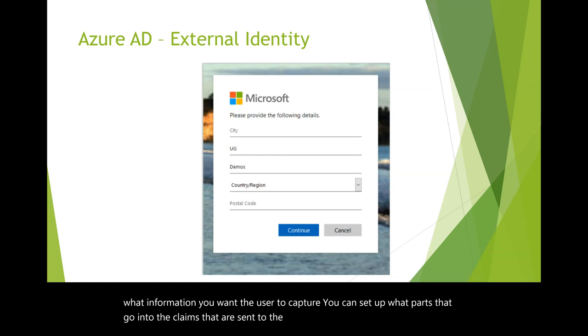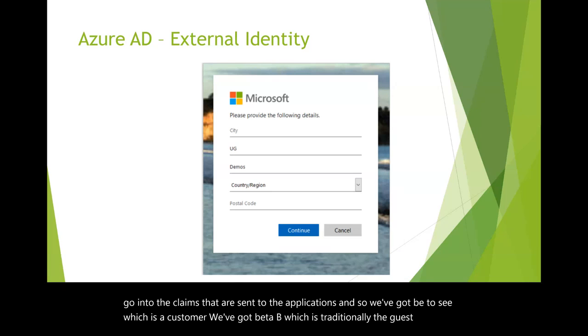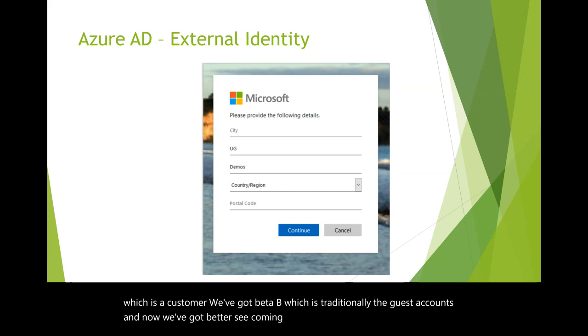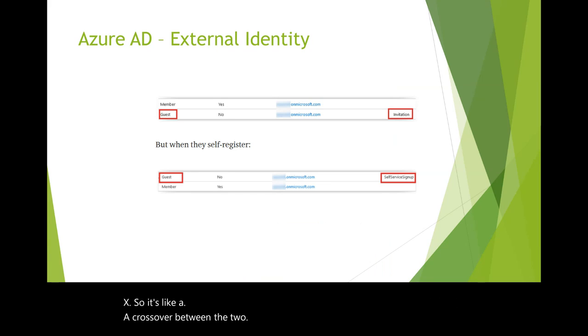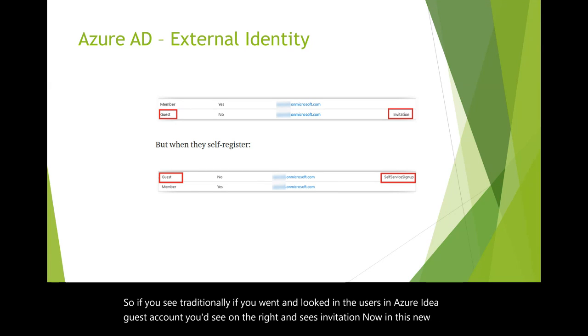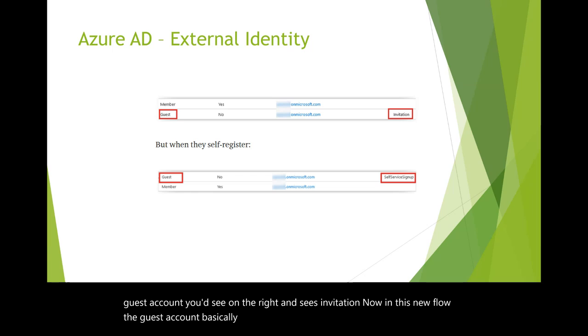So we've got B2C, which is a customer. We've got B2B, which is traditionally the guest accounts. And now we've got B2C coming into B2B, which Microsoft calls B2X. It's like a crossover between the two. Traditionally, if you looked at the users in Azure AD, for a guest account you'd see on the right it says invitation. Now in this new flow, the guest account says self-service sign up, so people can essentially sign themselves up if you set it up to enable that.